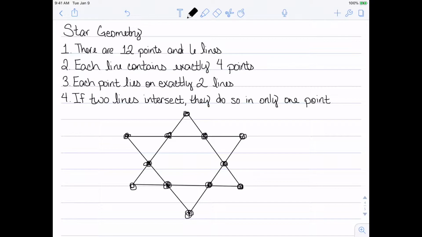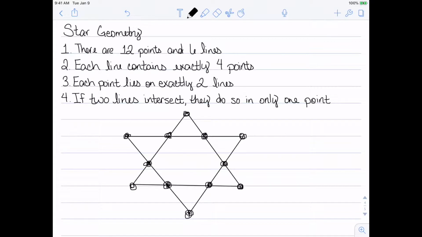So the first thing that we needed is at least 3 non-collinear points, and if you pick any 3 of the points on this star, you can see there's not a line that passes through all three of them. So postulate 1 is satisfied. Postulate 2, every line contains at least 3 distinct points. We can see that every line contains 4 points, so that would work.